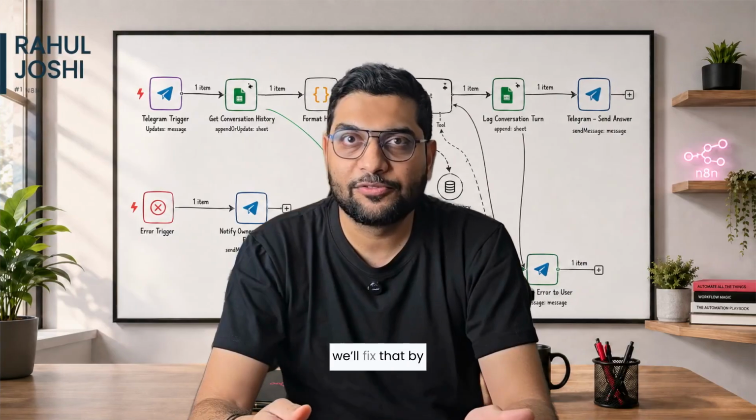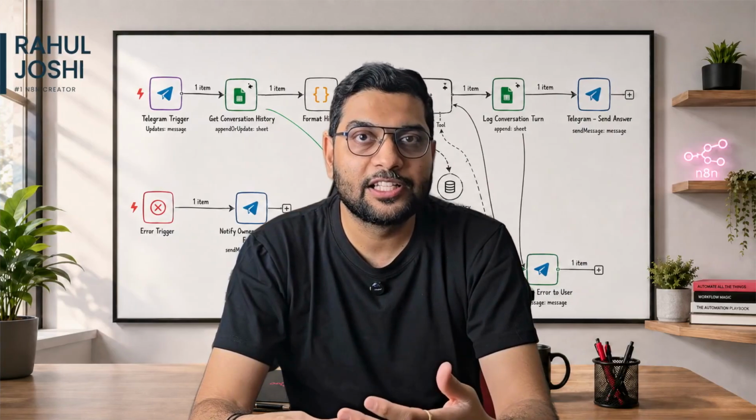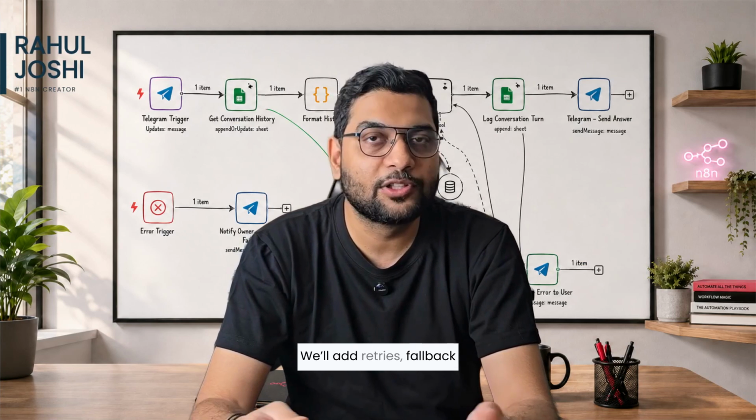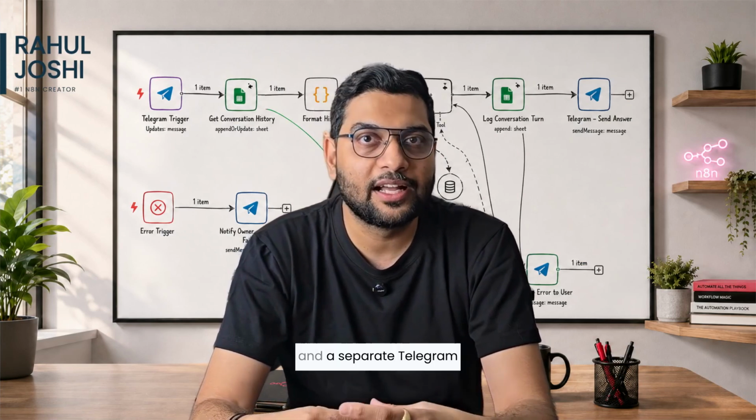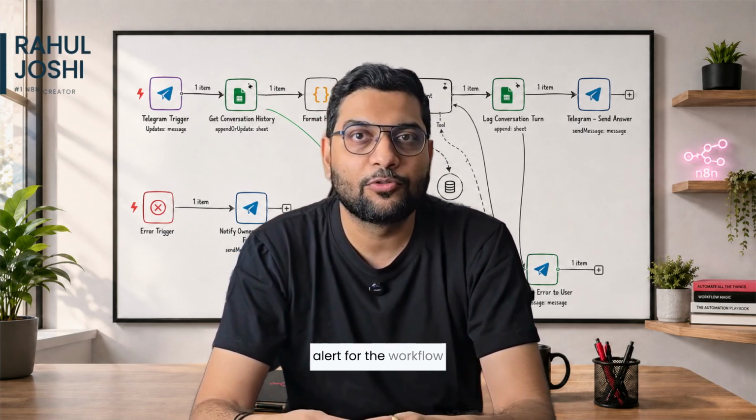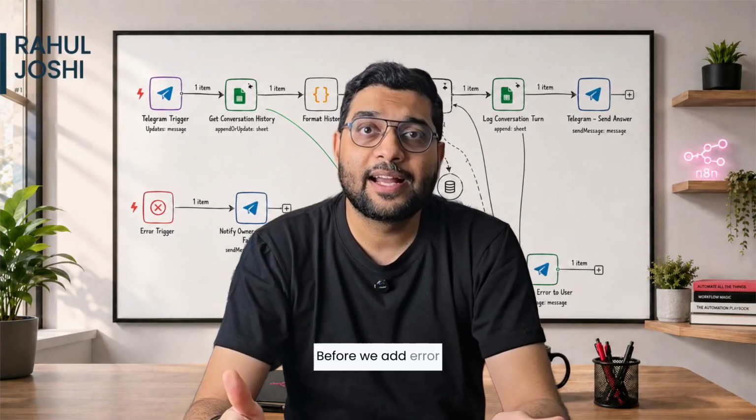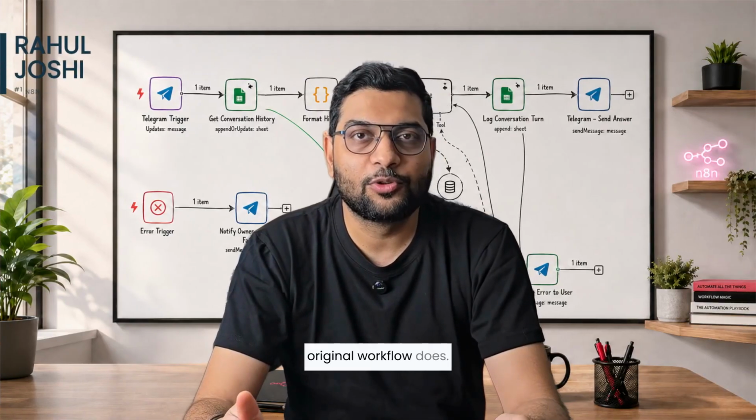The user sends a message and gets nothing back. So in this video, we'll fix that by adding proper error handling to the same workflow. We'll add retries, fallback responses for the user, and a separate Telegram alert for the workflow owner. Before we add error handling, here's what the original workflow does.